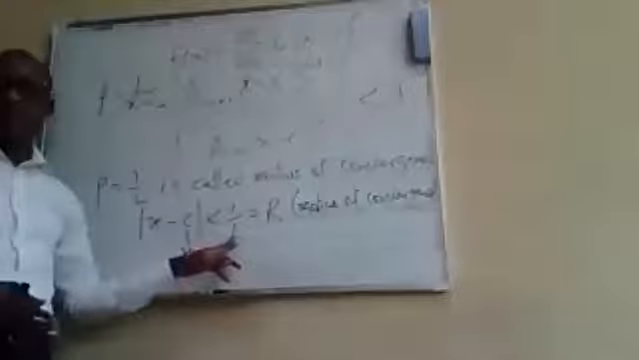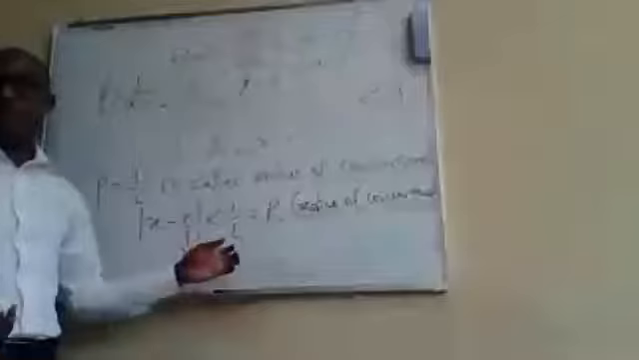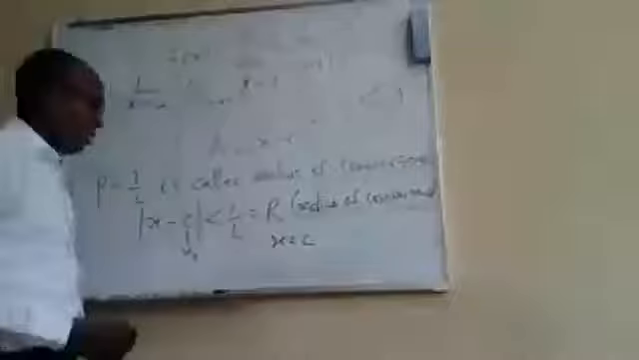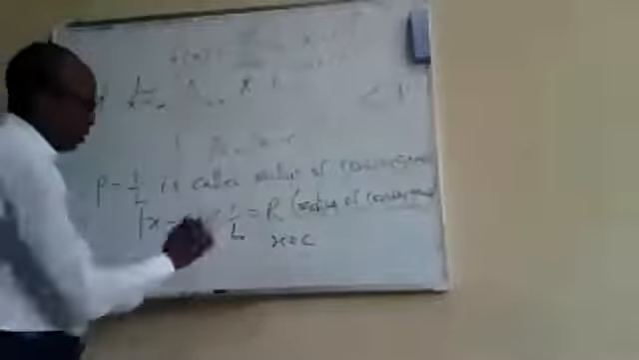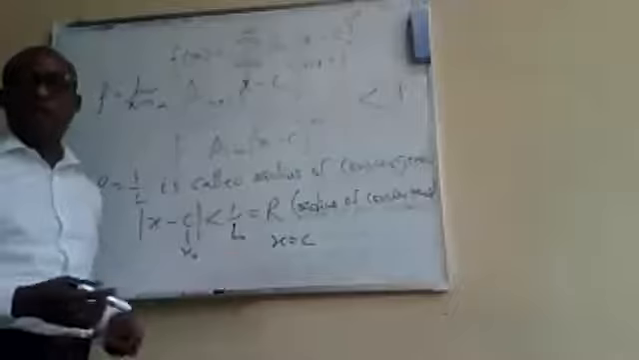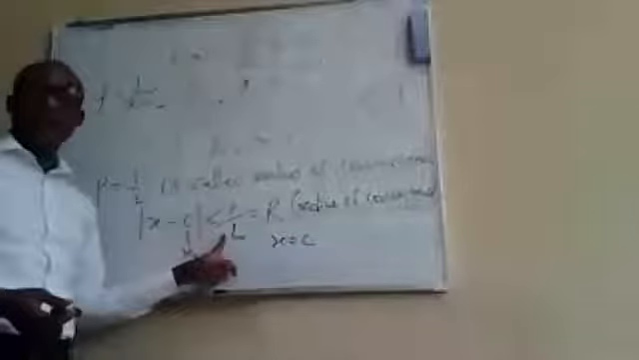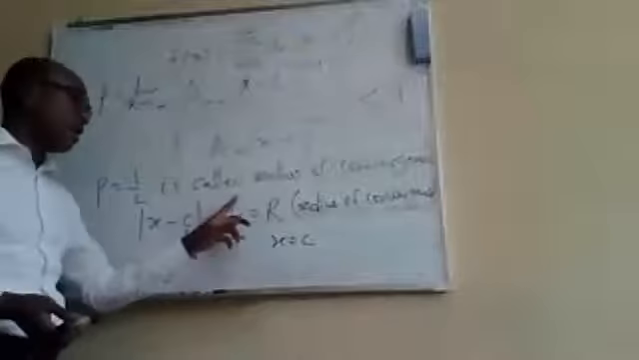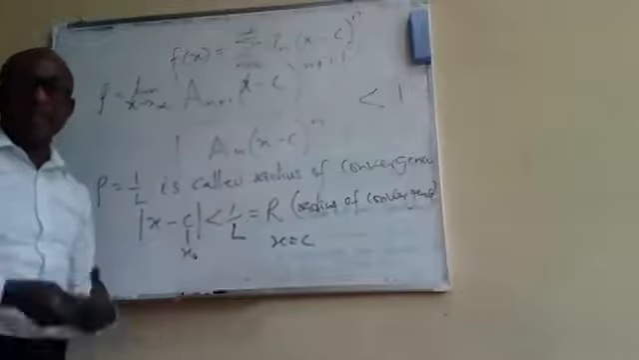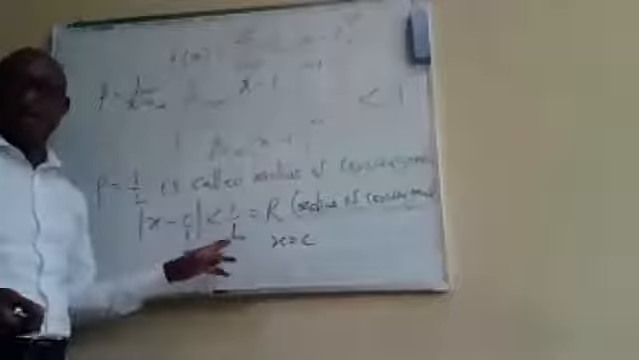Then when L is infinity, the series converges only at the point x equal to c. If L is infinity, that means the series converges only at the point x equal to c. And if L is finite, let's say any value, there are three cases. The first case is when L is 0. Another case is when L is infinity. Then another case is when L is finite, taking other numbers apart from 0 and infinity.